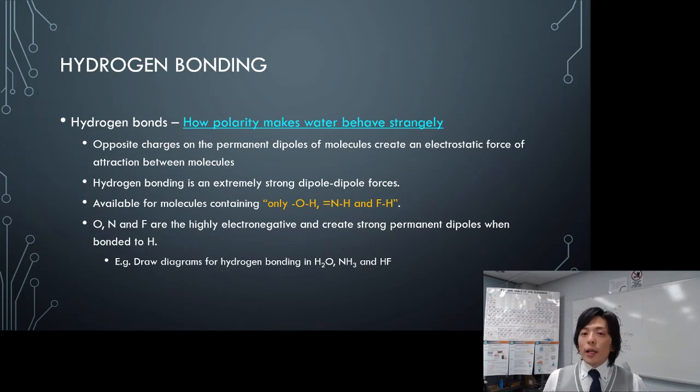Hydrogen bonding is only available if you see an oxygen to hydrogen direct bond, a nitrogen to hydrogen direct bond, or a fluorine to hydrogen direct bond.